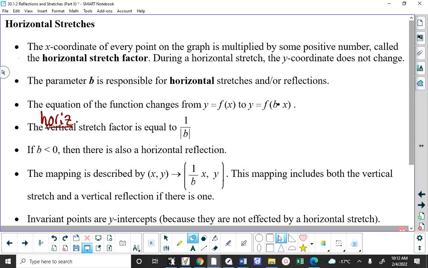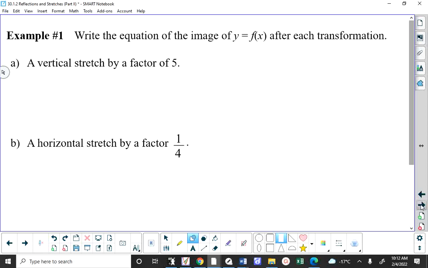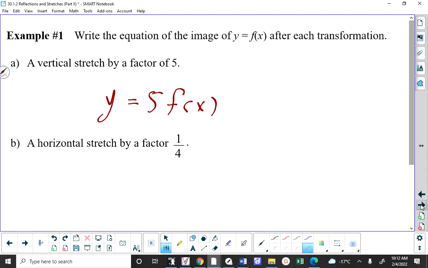Okay. All right. Write the equation of y equals f of x if I vertically stretch it by a factor of 5. Well, that's it. This is all there is to this example. If I vertically stretch a function by a factor of 5, you need to know that a vertical stretch means you multiply the function by the stretch factor. And by the way, if there were a vertical reflection, then we would put -5.